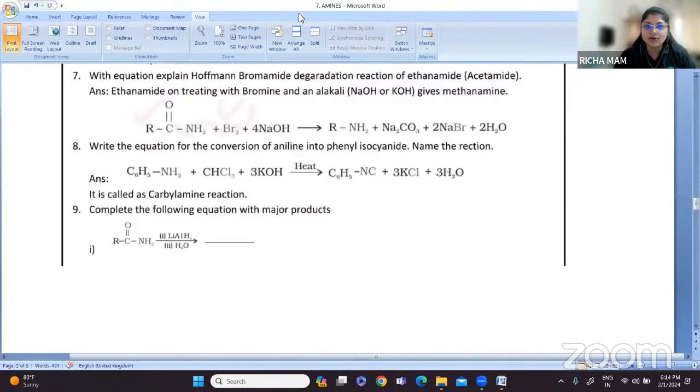So we have discussed the Hoffmann bromamide degradation reaction and carbylamine reaction, and we have discussed how questions can be asked on a particular reaction. Okay, so we have discussed that three types of question can be asked on each. Is it clear? Shall we move further?